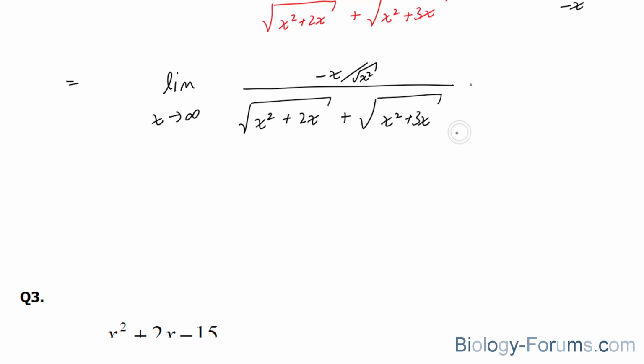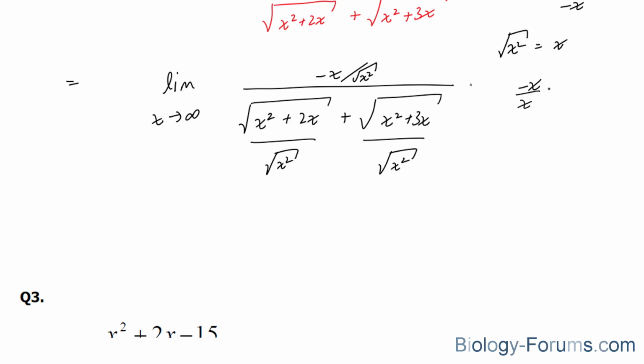And I'm going to do that to the bottom here. Divide this by the square root of x to the power of 2, and this one by the x to the power of 2. And at the top, remember that the square root of x to the power of 2 is equal to x. So at the top we end up with negative x over x, which is equal to negative 1.